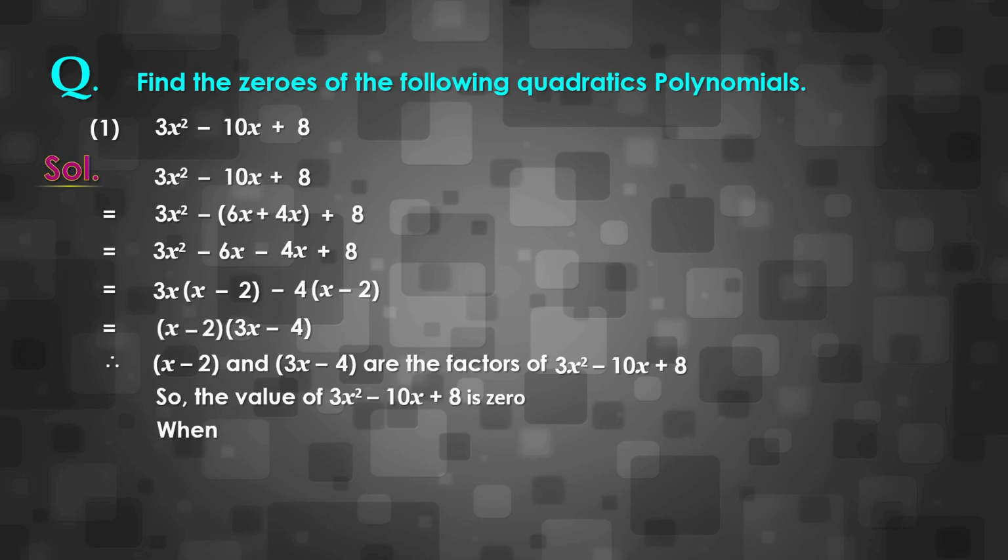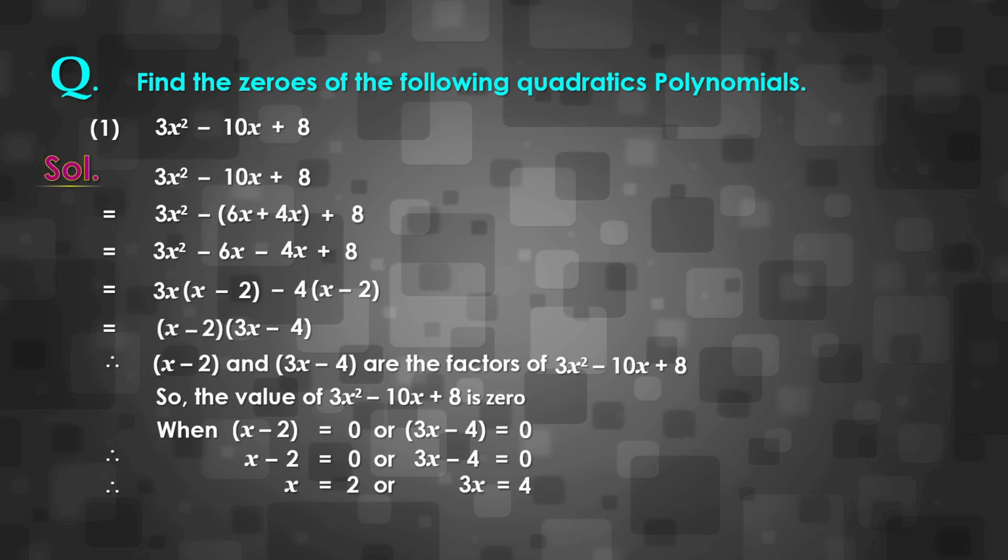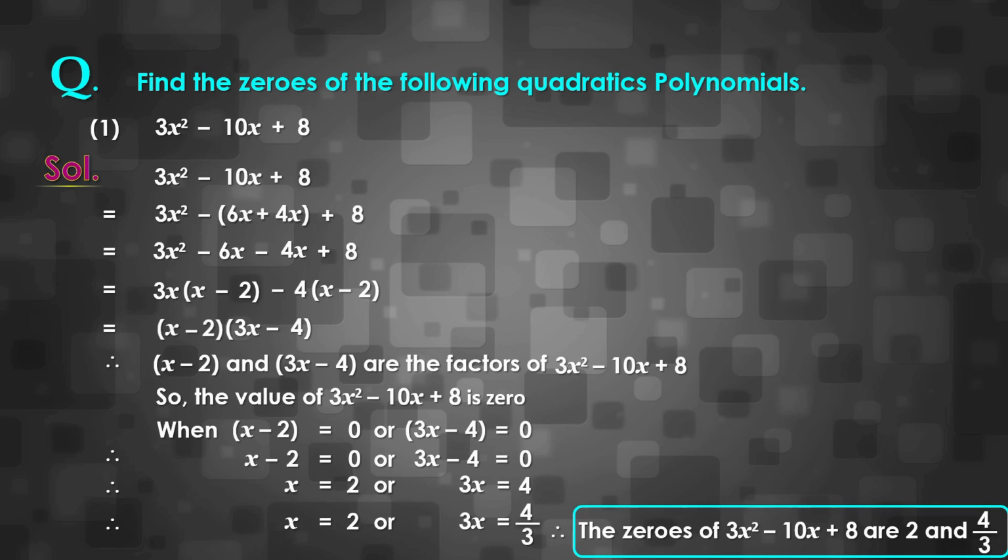Now, to find the zeros, we equate each factor to 0. First, x minus 2 equals 0. This gives x equals 2. Second, 3x minus 4 equals 0. This gives 3x equals 4, and therefore x equals 4 by 3. Therefore, the zeros of the quadratic polynomial 3x squared minus 10x plus 8 are 2 and 4 by 3.